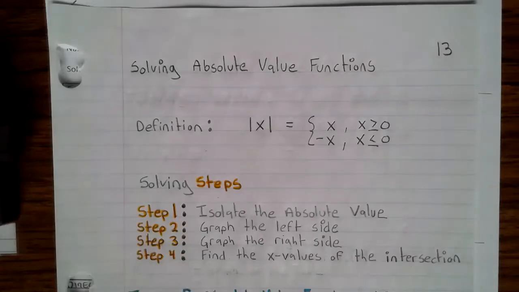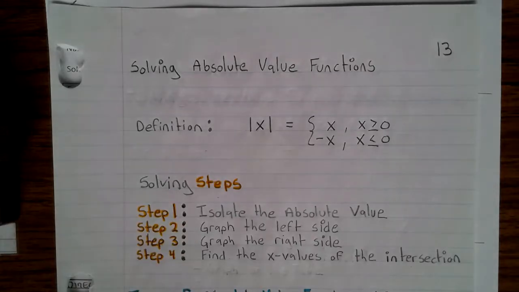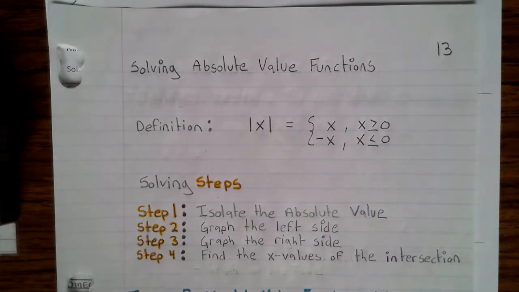Okay, Wildcats. Today we're looking at journal page 13, solving absolute value functions. Now, start with the definition of absolute value of x. So, x when x is greater than or equal to 0, and negative x when x is less than or equal to 0.